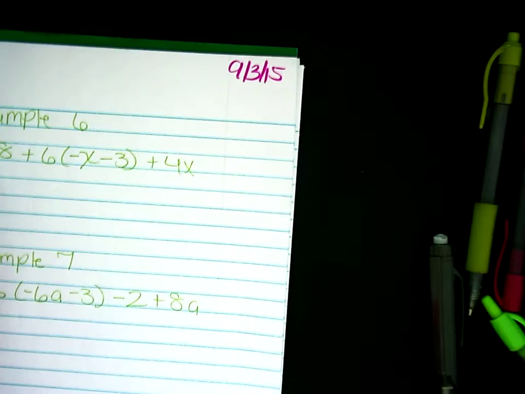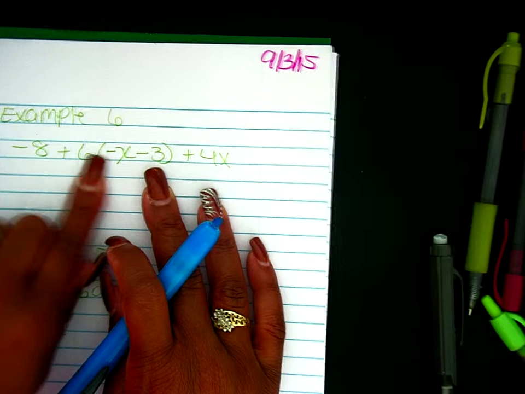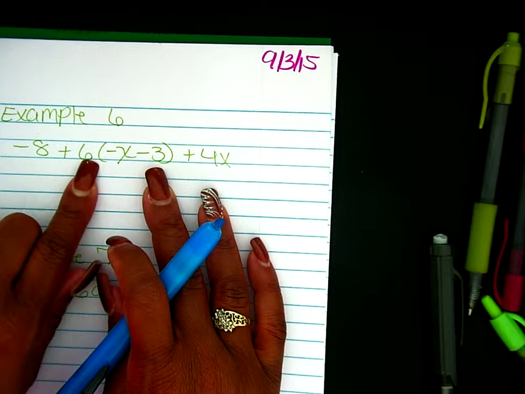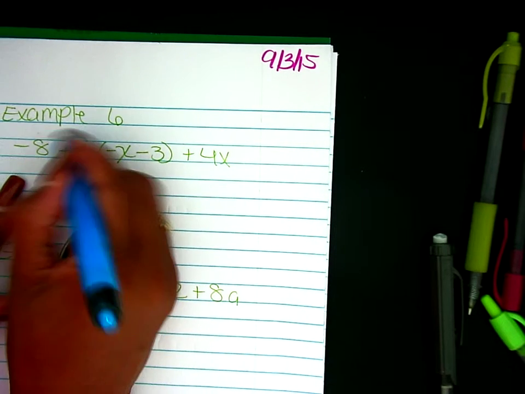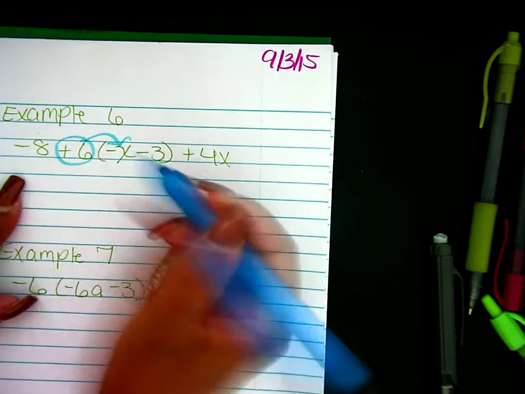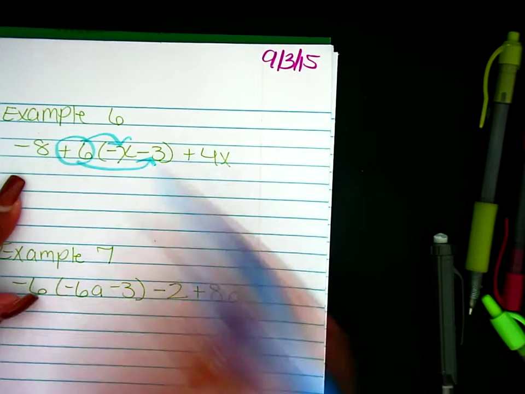Example 6. Here we have a set of parentheses. Directly next to it with no addition or subtraction is a positive 6. So I'm going to take the positive 6 and distribute it to negative x as well as to negative 3.